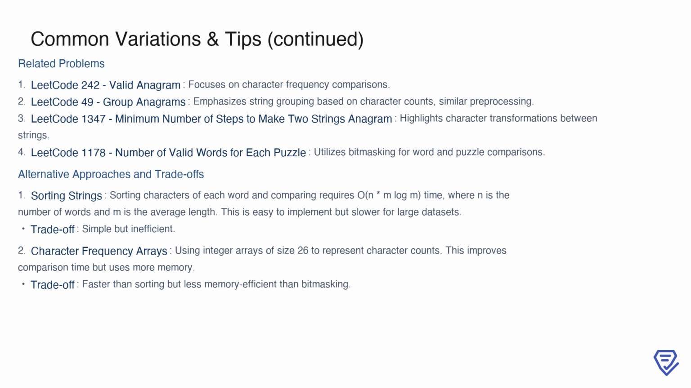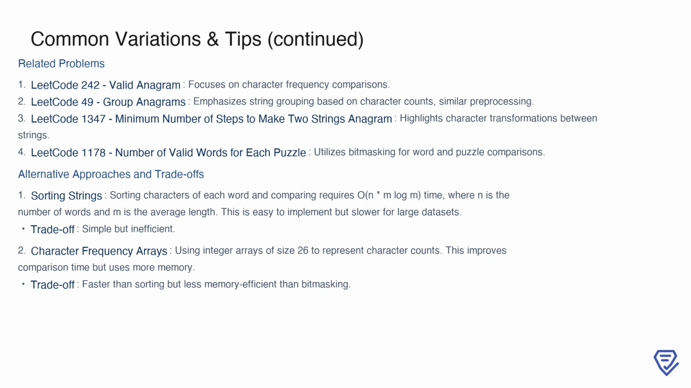This problem shares similarities with several other LeetCode problems that you might encounter. For example, LeetCode 242, Valid Anagram, focuses on comparing character frequencies, which is directly relevant here. LeetCode 49, Group Anagrams, emphasizes grouping strings based on their character counts, which involves similar pre-processing techniques. LeetCode 1347, Minimum Number of Steps to Make Two Strings Anagram, deals with transforming one string into another, highlighting the importance of understanding character-level transformations.